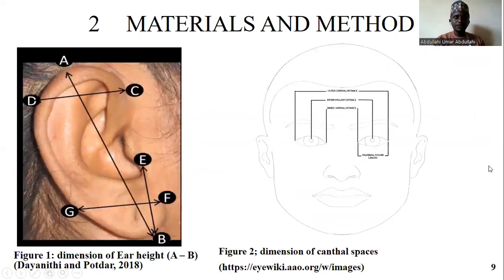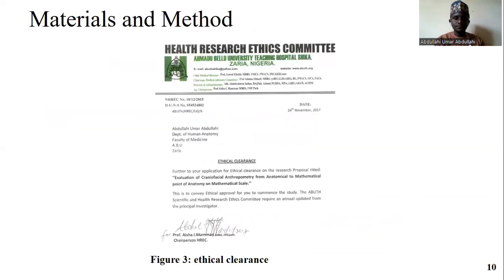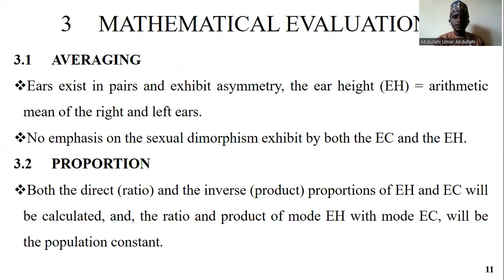Using a digital caliper, both the ear height and the canthal length were measured. However, the ear exists in pairs, and the ears show asymmetry, and both the ear and the canthal length exhibit what is called sexual dimorphism. However, no emphasis or attention was laid to either the asymmetry of the ear or the sexual dimorphism exhibited by both of them. However, for the ear height, the arithmetic mean is used as the ear height.